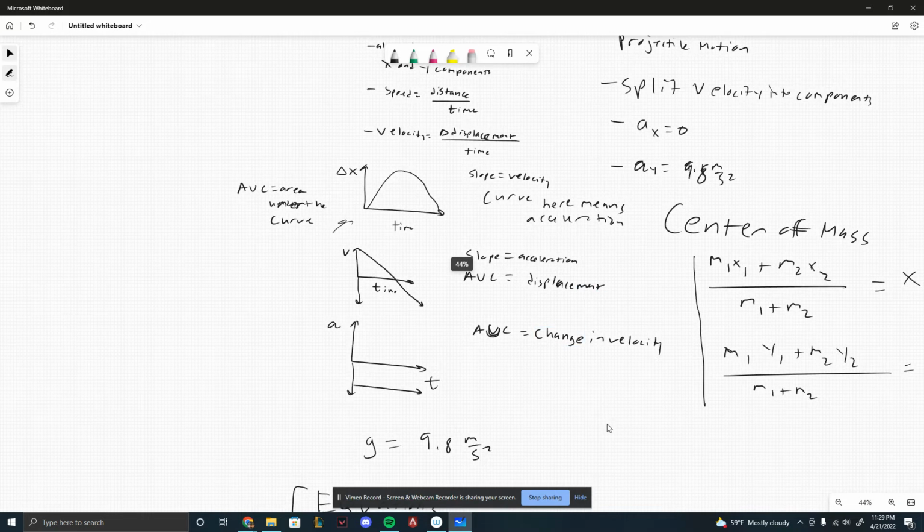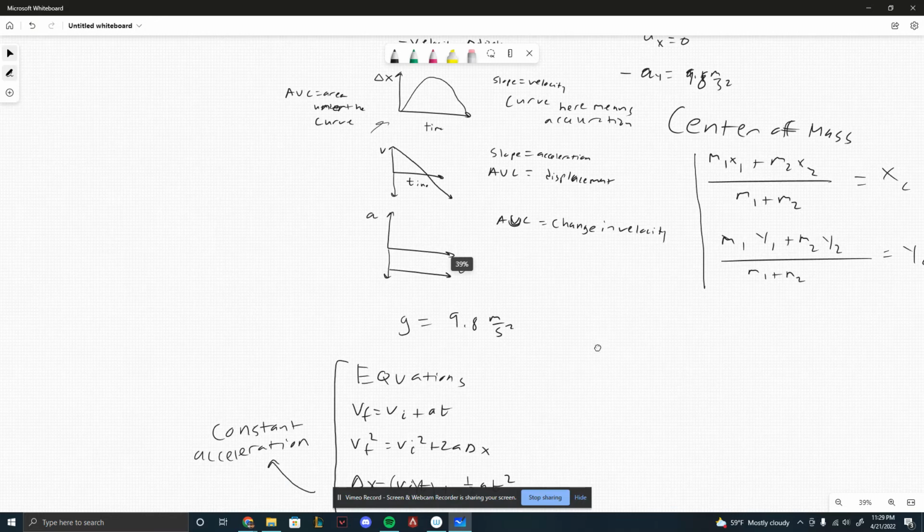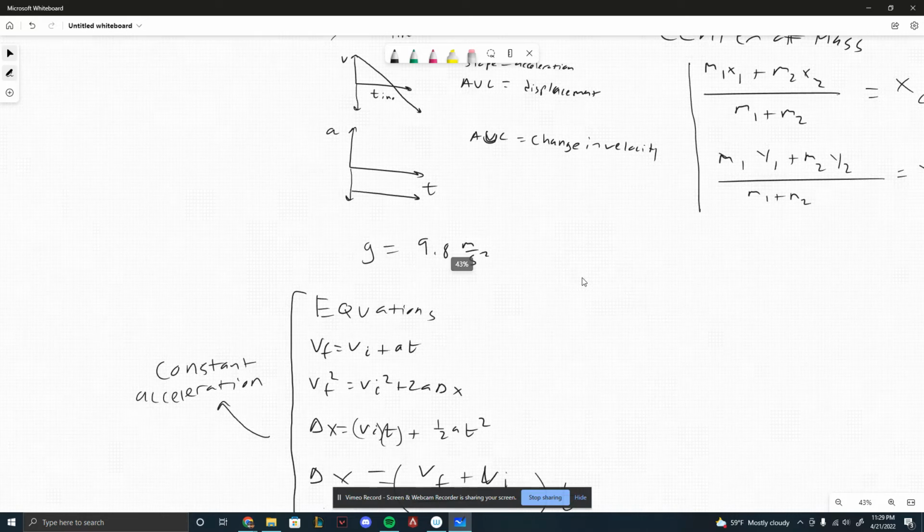I'm sorry about that. Just some quick reminders. Your g will always be 9.8 meters per second squared, always going straight down. That'll become more apparent when we start doing Newton's laws. Obviously, you guys should know all this by now, but this is just some review, just making sure you know.